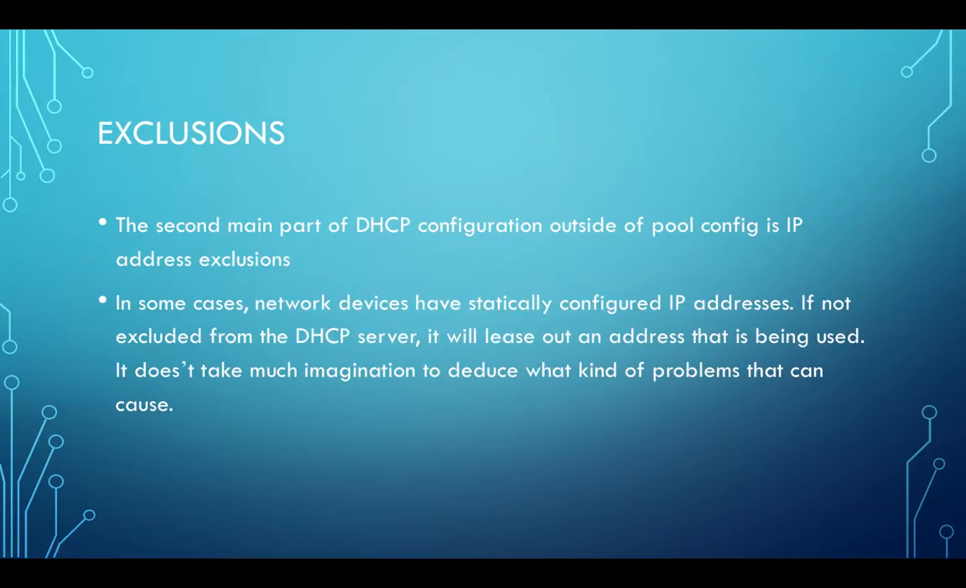The second type of configuration that happens outside of the configuration pool is exclusions. And exclusions are very important because in some cases there are statically assigned network devices that have an IP address that has been statically configured. And if that happens to be in a subnet in which you are DHCP pooling, then DHCP will be more than happy to give out that address to another device. Now, it doesn't take too much imagination to imagine the kind of chaos that can go down when 2 devices have the same IP address.